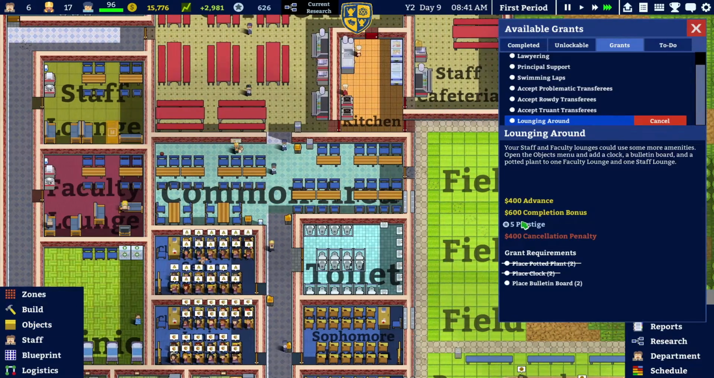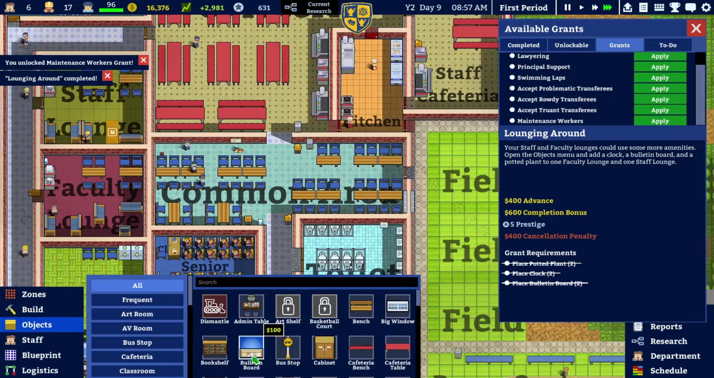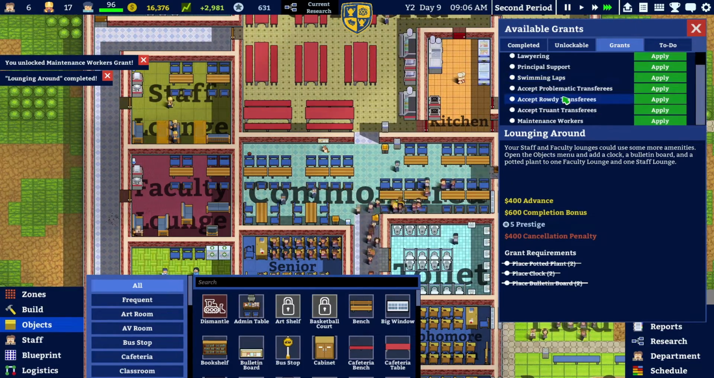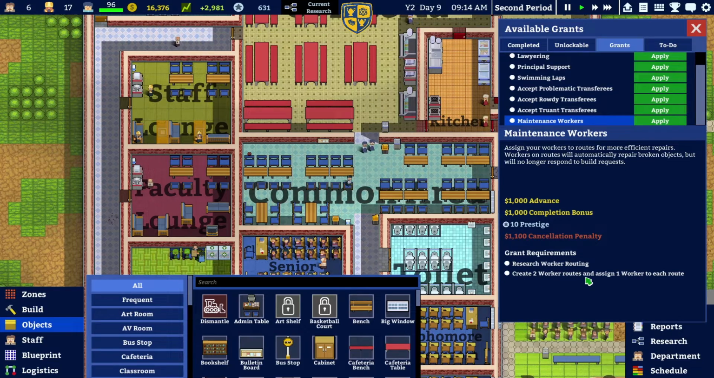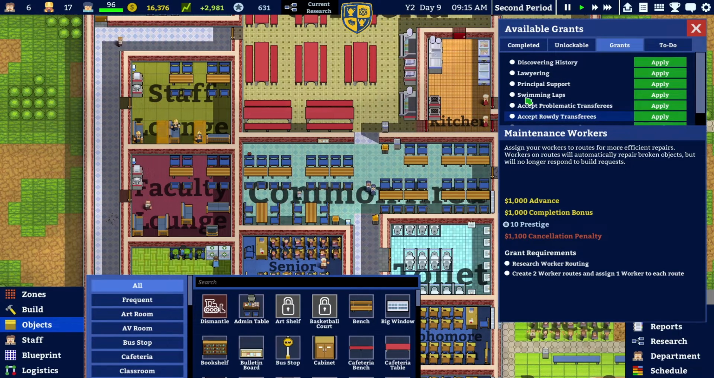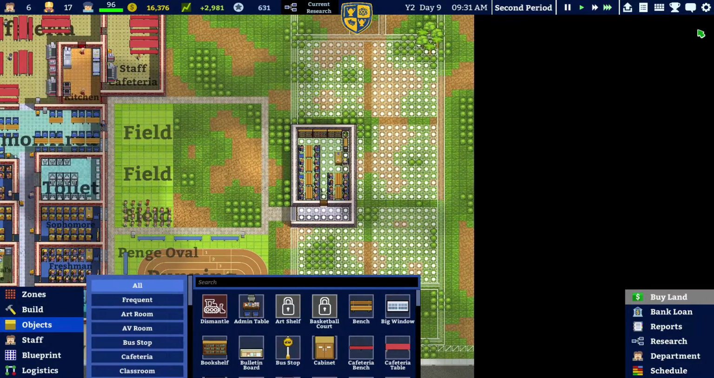So get that done. That gets us a bit of money, not loads, because I think it costs us 100 anyway. So there we go. So we've got that done. That's very good. Maintenance workers. Research worker routing, 2 worker routes. Yeah, we don't want to do that quite yet. We do have 16 grand. 16 grand. Good grief. Okay.